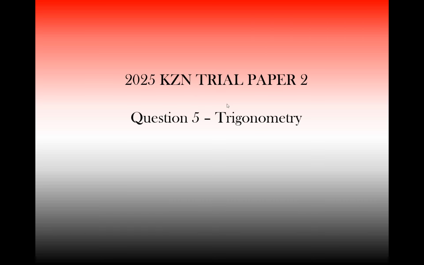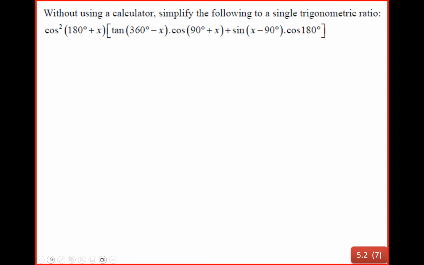Hi, in this video, we're going to continue with question 5 and focus on 5.2 from the KZN trial paper. It reads: without using a calculator, simplify the following into a single trig ratio. We have cos squared of (180 plus x) into tan of (360 minus x) times cos of (90 plus x) plus sine of (x minus 90) times cos of 180.